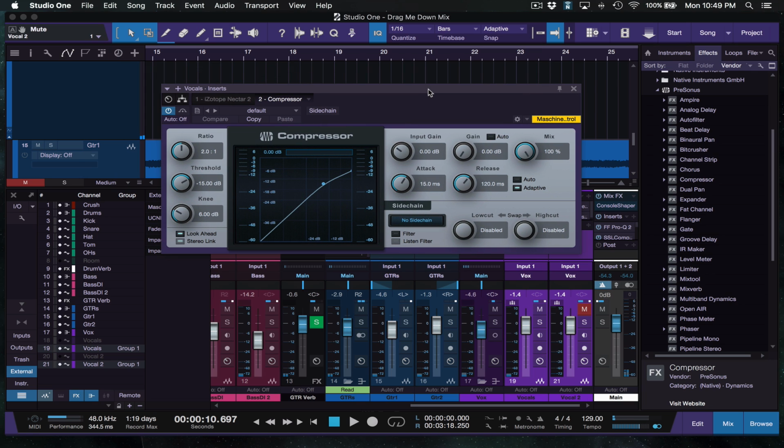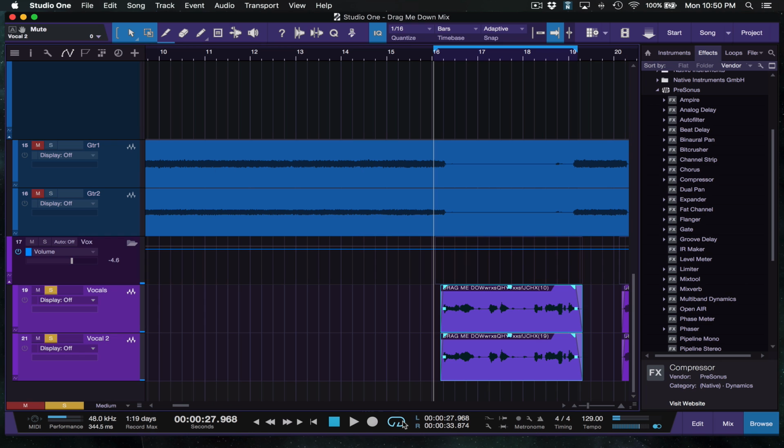So this is a basic compressor. This has all of the parameters that most compressors in all of the other digital audio workstations will have, whether it's Pro Tools, Logic, Ableton, Cubase. All of these will have some sort of compressor that comes stock with it, and it will have these controls. So I'm going to walk you through these controls and what they actually mean and how they affect the sound. So first, let's solo up the vocal that I just put this on.